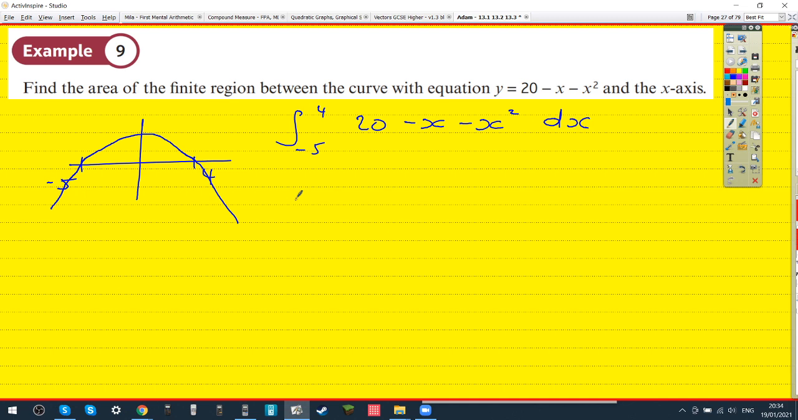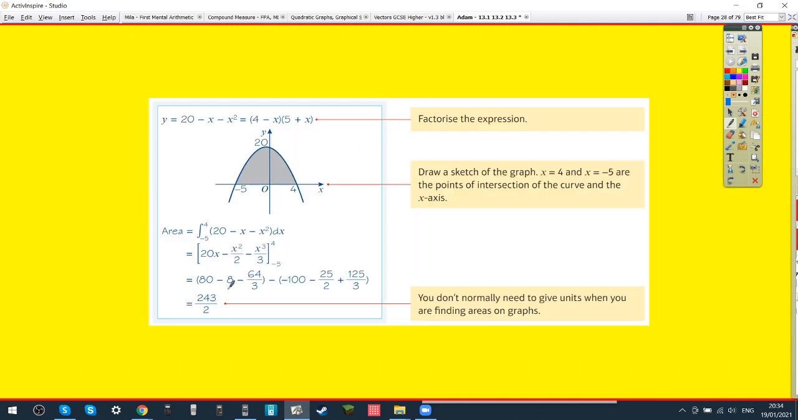Okay. Should I solve it manually, or can I just put it into the calculator? I'll let you put it in the calculator. You've earned it. Okay. I got 121.5. Sounds good to me. Would you believe I said 121.5?